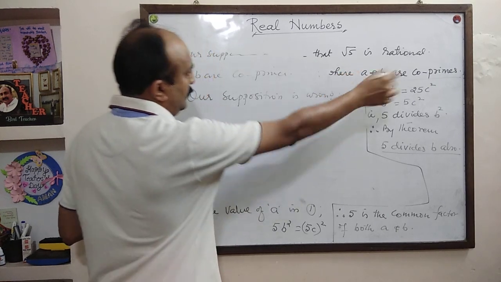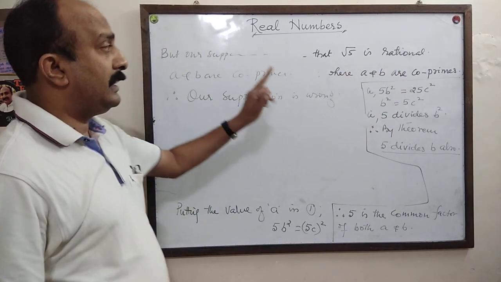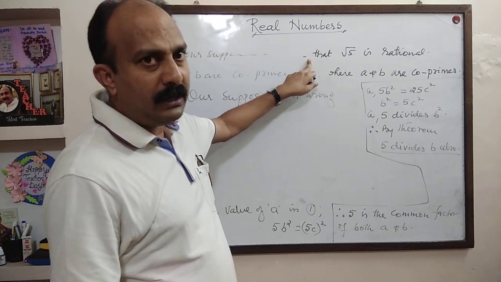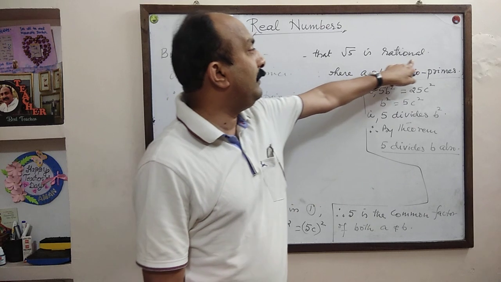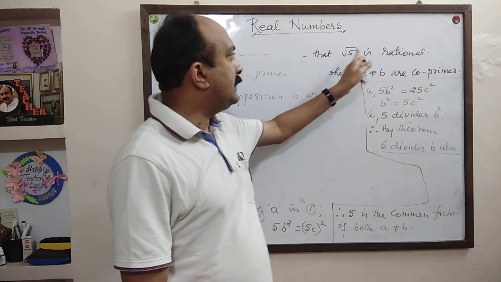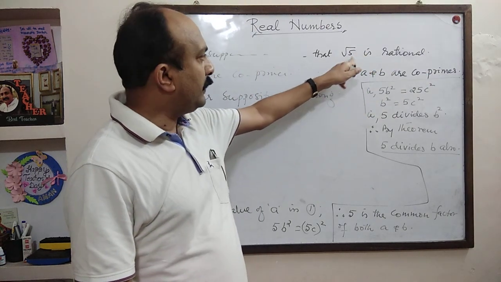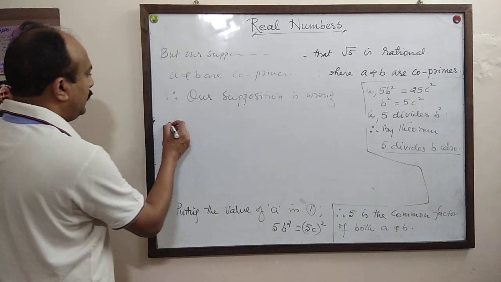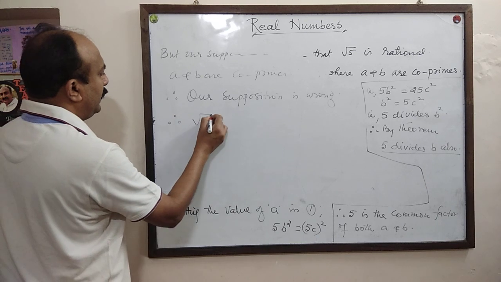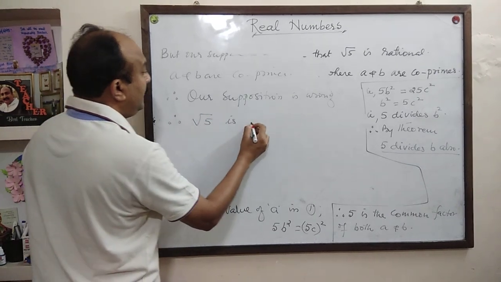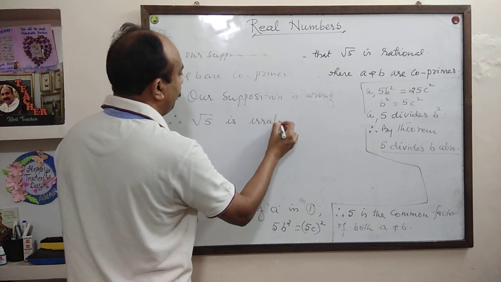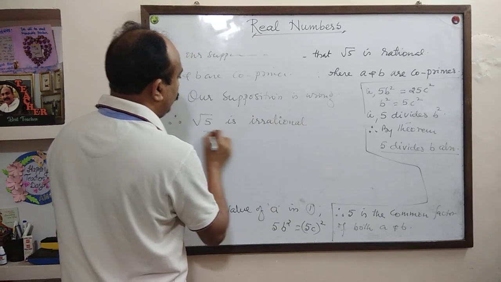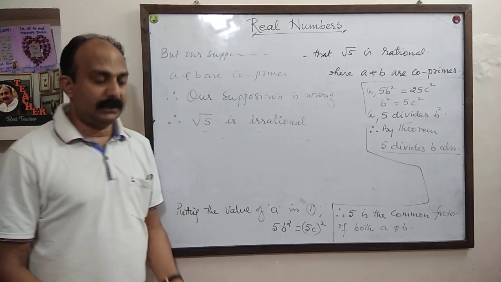What was our supposition? A and b are coprime. And from where did we get this? We have supposed that root 5 is irrational. This is our actual supposition. From there we got this line. So our supposition is wrong. Therefore, root 5 is irrational.